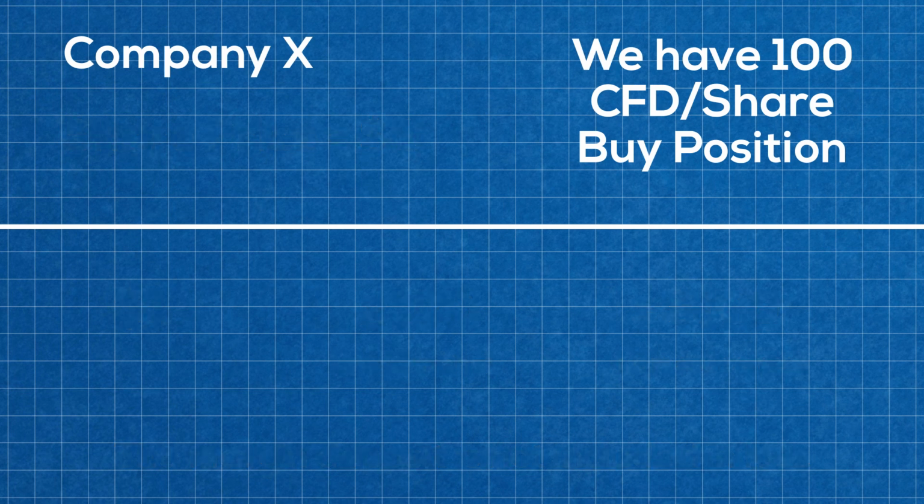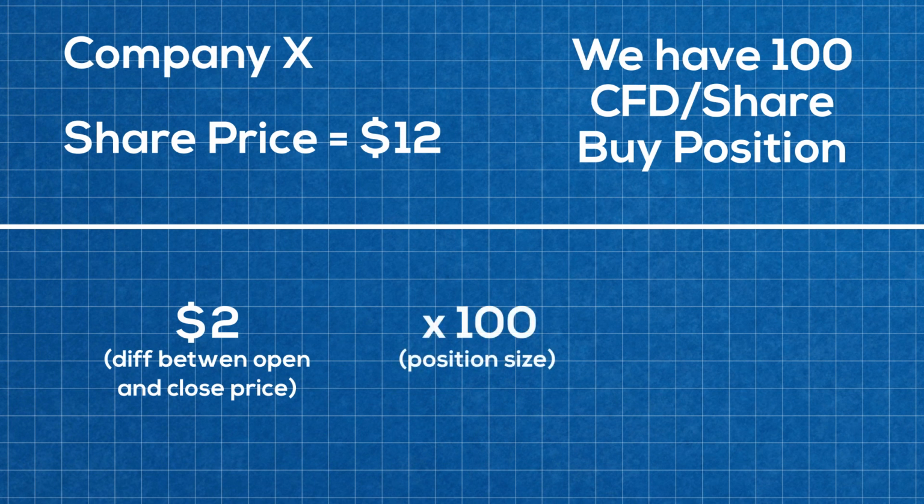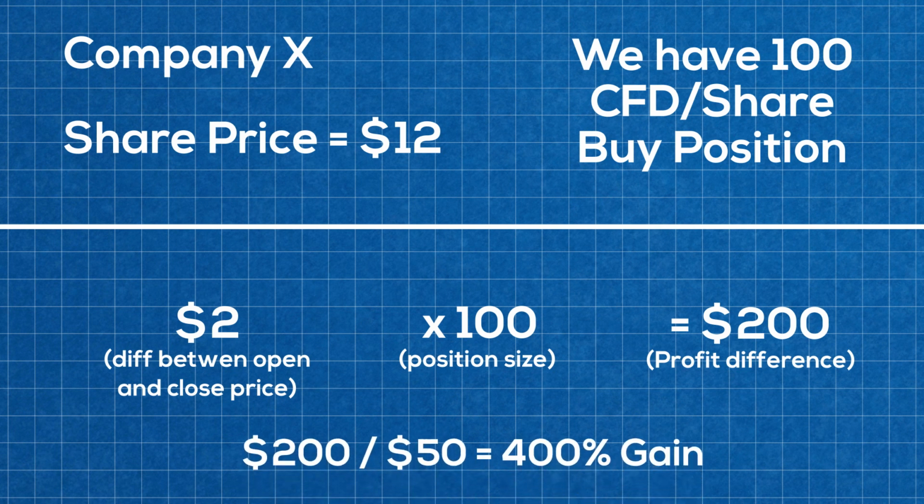Now let's instead say that the price went up to $12 and we close the trade. This would mean the broker owes us $200, as the difference between the opening price and the closing price is $2 times 100 shares, which equals $200. So from a position that cost us $50 to open, we would have made a gain of $200. That's a 400% gain. This is the power of leverage, and CFDs are one product that give retail traders access to this.